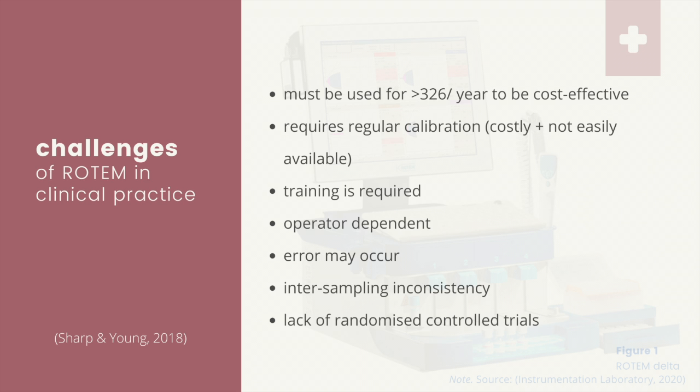ROTEM must be used for more than 326 days per year for it to be cost-effective. ROTEM also requires regular calibration, which is deemed costly and its service not easily available. Training is required to operate this machine, making it operator dependent. Errors may still occur due to a lot of factors such as calibration, expired activators, and such. Intersampling inconsistency may also occur, which can contribute to error, and up to this day, there are still not enough randomized controlled trials to prove ROTEM's accuracy and dependability.